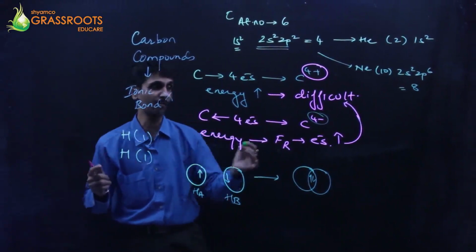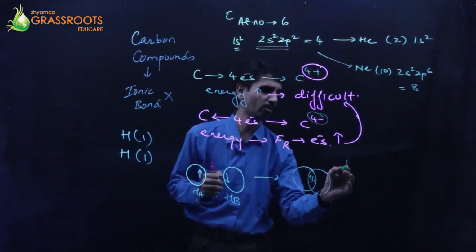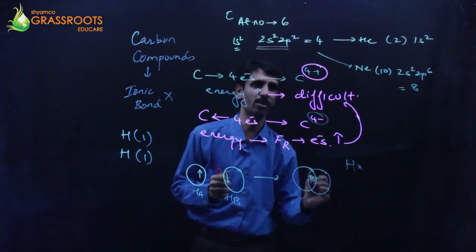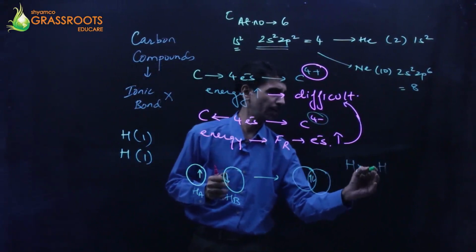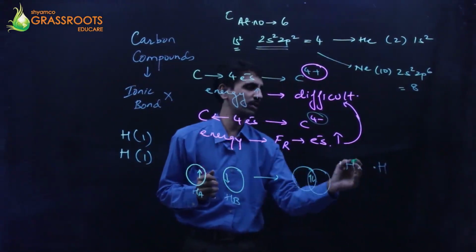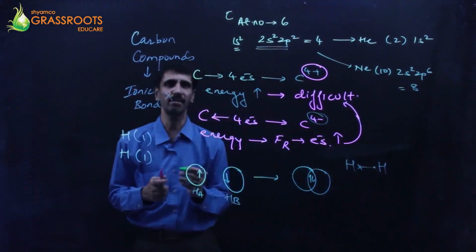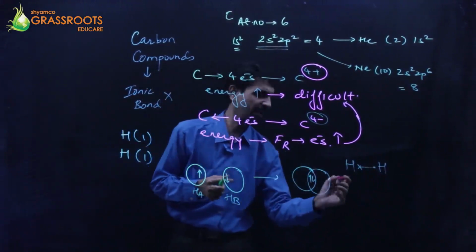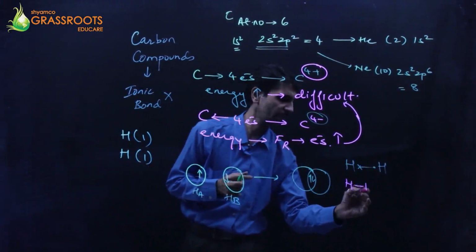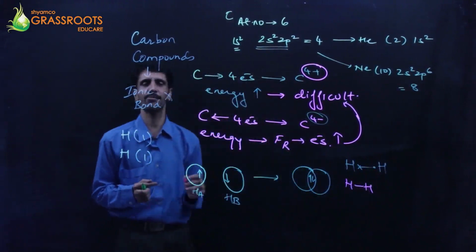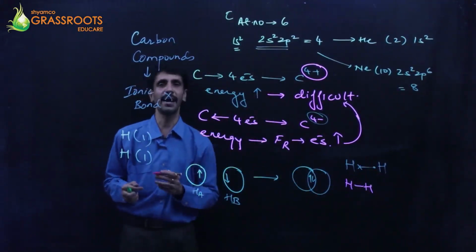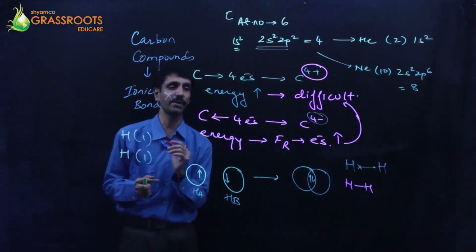So as a result of which, if I can show it in a different sense also, H, I show by a cross, I show by a dot, and now these two will form a bond like this. और simple structural formula अगर हम बताएं तो ये ऐसे हो जाएगा. This is the way it is formed. So this is the formation of a hydrogen molecule by sharing of electrons.